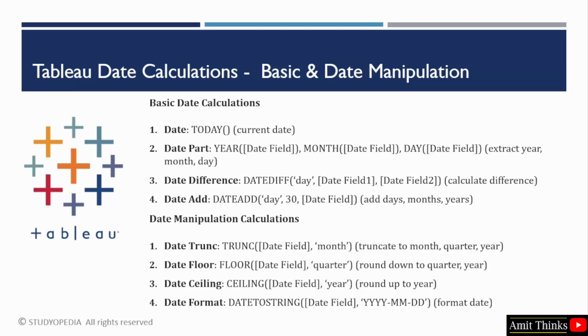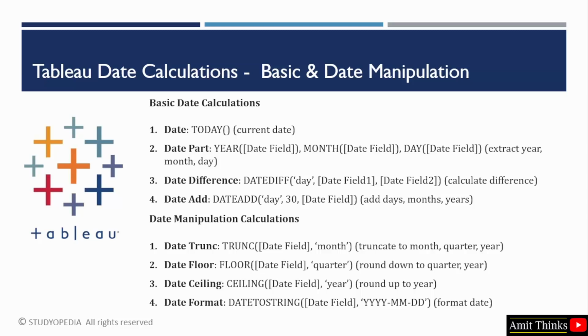We are beginning with the basic date calculations. If you want to get the current date, use the today method. For the date part, let's say it's 25th December 2024. If you want to get the year out of it, use the year method. To get the month, use the month method. To get the exact day, use the day method. To get the difference between dates, use the date diff method. For adding to dates, use the date add method. So these were basic date calculations.